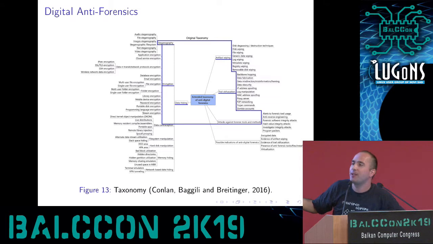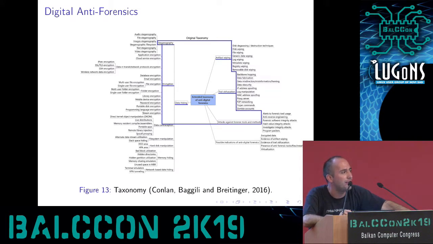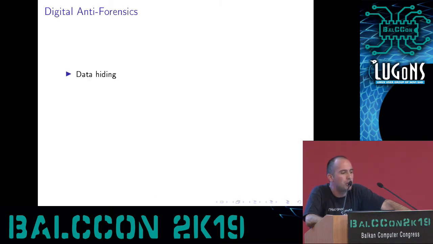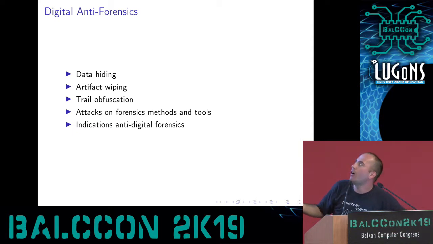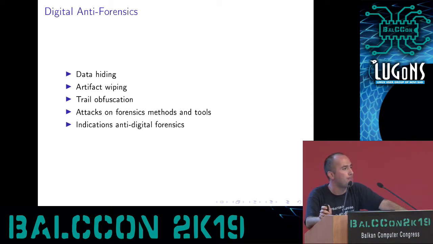This is one classification of digital anti-forensic methods that were published in one research paper. So digital anti-forensics can be divided into data hiding, artifact wiping, trail obfuscation, attacks on forensic methods and tools, and indications of digital anti-forensics. Do you have any idea what could be data hiding? Steganography can be data hiding. Of course, what is steganography?